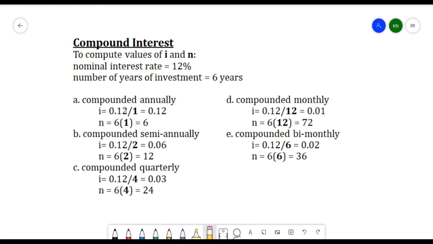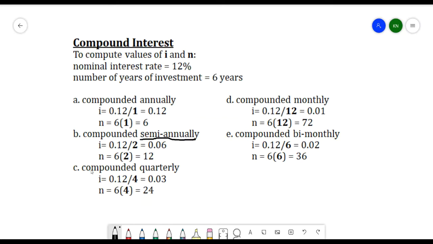If the interest is compounded annually, we have I, or the interest rate, as 0.12 divided by 1, which is just equivalent to 0.12. And for the number of years, we have 6 multiplied by 1, so that is 6. But when you say that it is compounded semi-annually, we have the interest rate, which is 0.12, and we need to divide it by 2 since we are solving the semi-annual, meaning 1 year is divided by 2. So we have 0.06. And for the number of periods, that is 6 times 2, which is equivalent to 12.